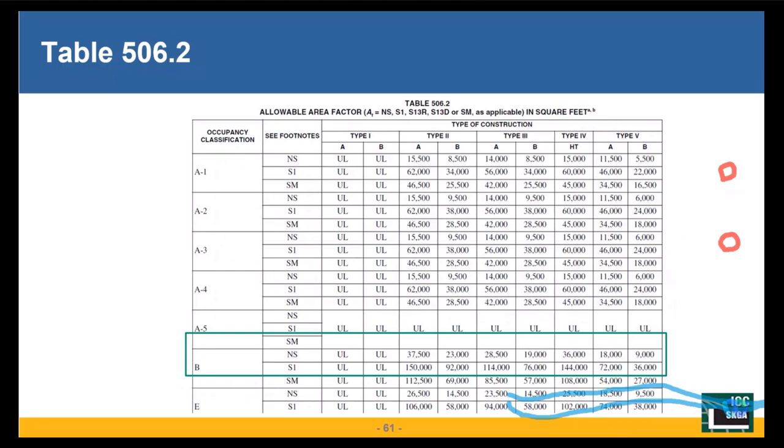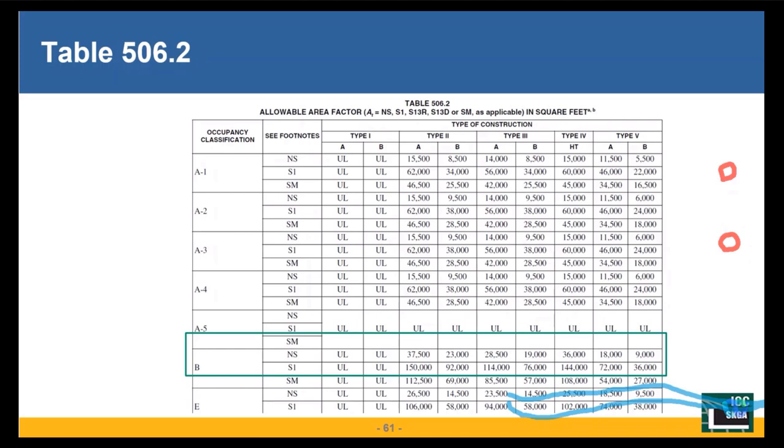If it's sprinklered with 2 stories or more, the allowable area is 112,500. So these factors are already built in. This does not include the frontage increase. Basically, this includes the story increase. So if it's 1 story, you get to increase the area 3 times. If it's 2 stories or more, you get to increase the allowable area twice.